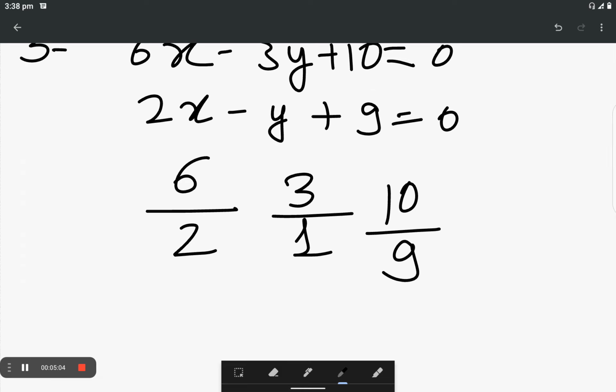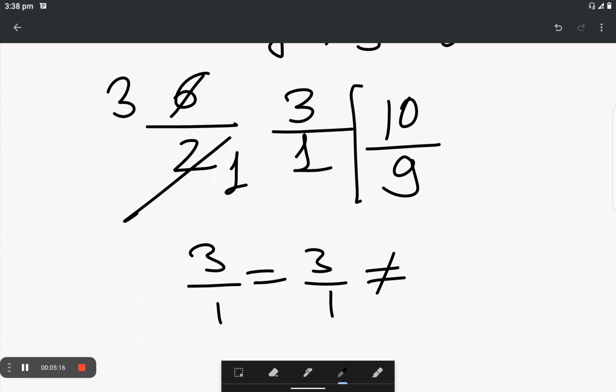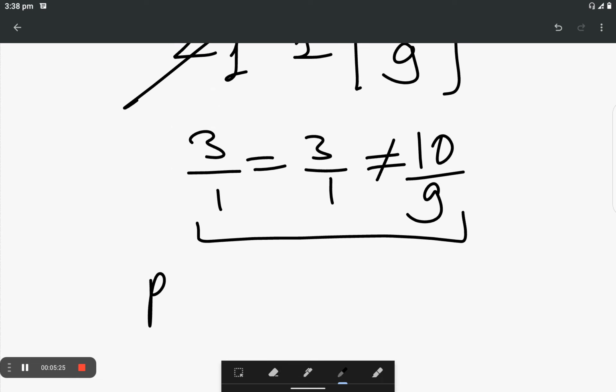Here we can see that this is 3 upon 1 when simplified. So 3 upon 1 equals 3 upon 1, which is not equal to the third term, that is C1 upon C2, which means that these lines are parallel and won't give any solutions.